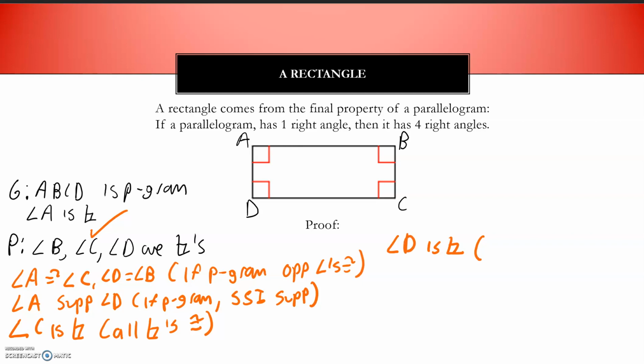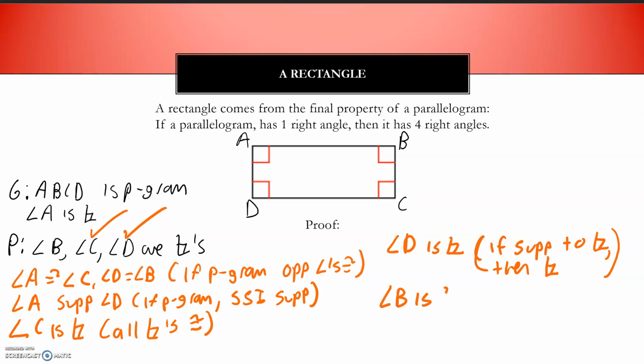D is a right angle because if it's supplementary to A, if supplementary to a right angle, then it's also a right angle. Why? Because if I have 90 degrees in angle A and I need to get to 180, right? That's what supplementary means. Then D has to have the rest of the 180. Well, what's left after you put 90? 90. Okay? So I got D.